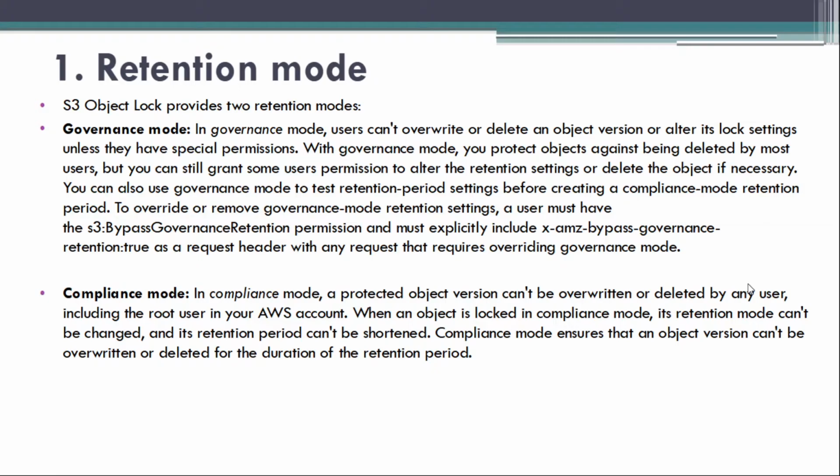So second is compliance mode. In compliance mode, a protected object version can't be overwritten or deleted by any user, including the root user in your AWS account. When an object is locked in compliance mode, its retention mode can't be changed and its retention period can't be shortened. Compliance mode ensures that an object version can't be overwritten or deleted for the duration of that retention period.